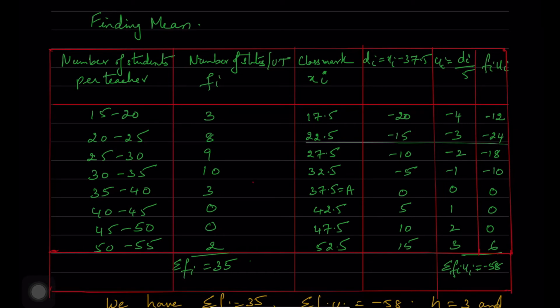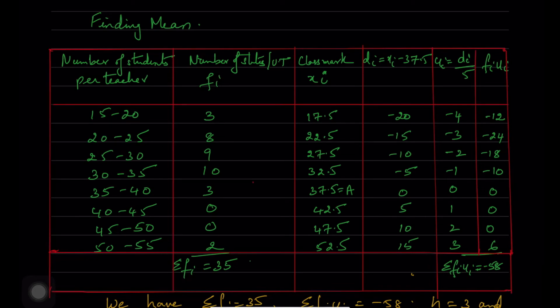How do we find out the class mark? 20 plus 15 divided by 2. So we are getting it as 17.5, 22.5, 27.5, 32.5. We are adding 5 because the class width is 5. So now after getting all these values, we are taking the assumed mean as 37.5.